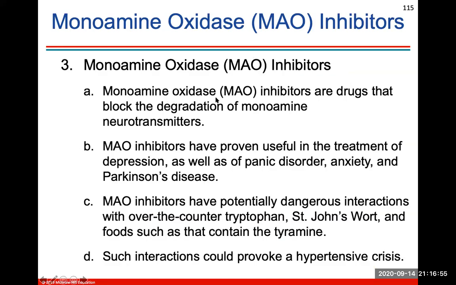Oxidase inhibitors, again, these will be drugs that block the degradation. So inhibitors have proven useful in the treatment of depression, they found out, as well as panic disorder, anxiety, and Parkinson's. They can have potentially dangerous interactions with over-the-counter drugs that might contain tyramine, and such interactions could provoke a hypertensive crisis. This is why you want to have a really good pharmacist. Pharmacists are incredibly smart because they understand how all these drugs interact with each other. One drug might have a benefit, but if you're taking something else, it could have a bad interaction.